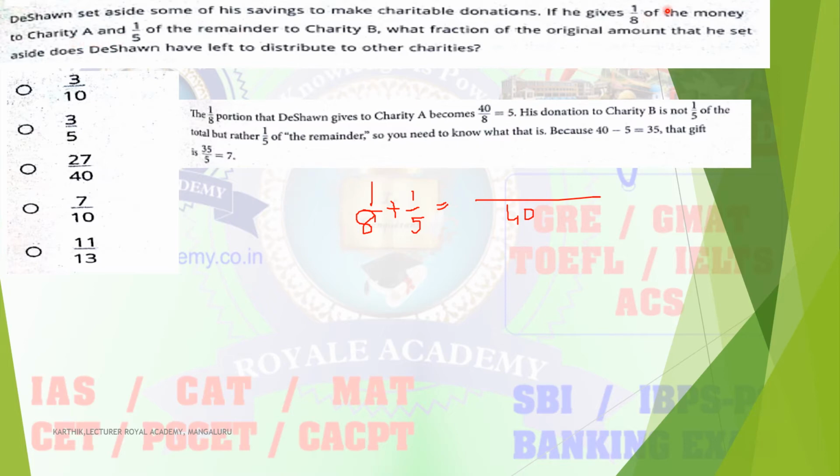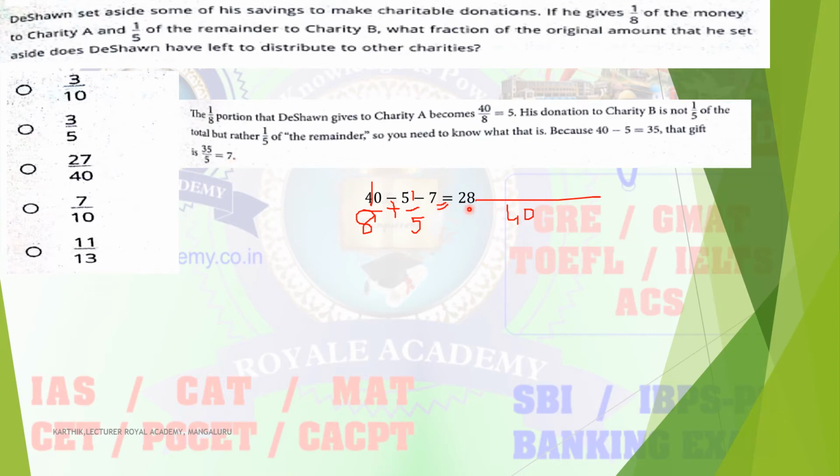So how to find out the remainder money? The remainder is 40 minus 5, that is 35. 35 divided by 5 is 7. So 7 is paid for charity B. Next, 40 minus 5 minus 7. 40 is the actual amount; in that, 5 rupees is paid for charity A and 7 rupees is paid for charity B.